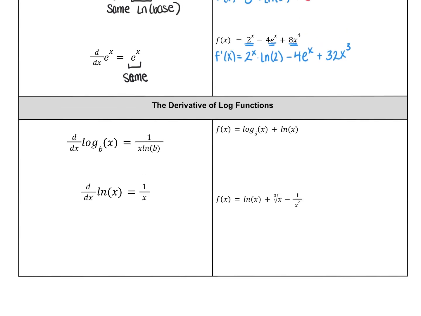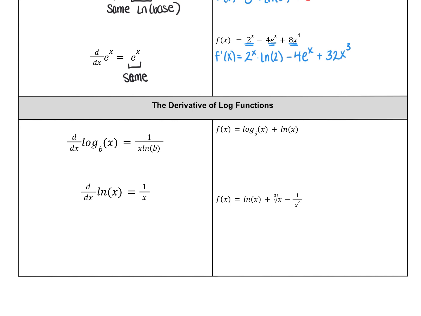And now we have derivative of log functions. So the way the log functions are, the derivative of log base b of x is 1 over x times ln of the b, or ln of the base. The derivative of ln of x is simply 1 over x.